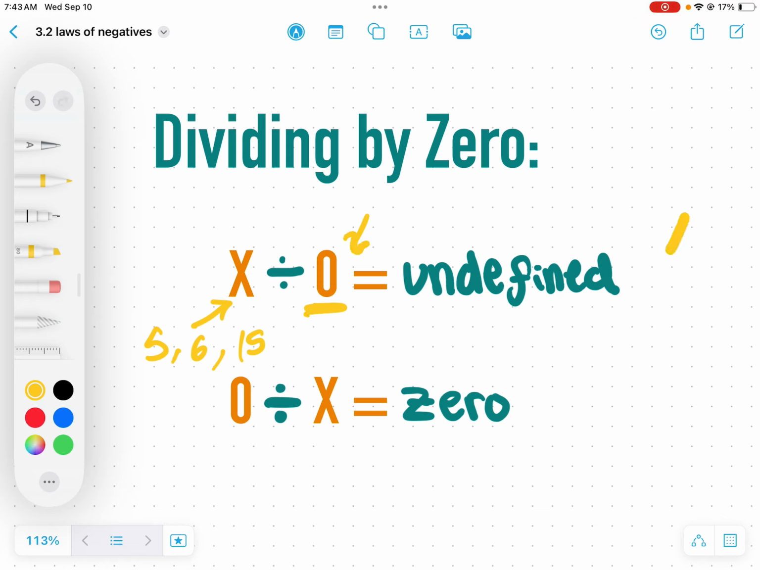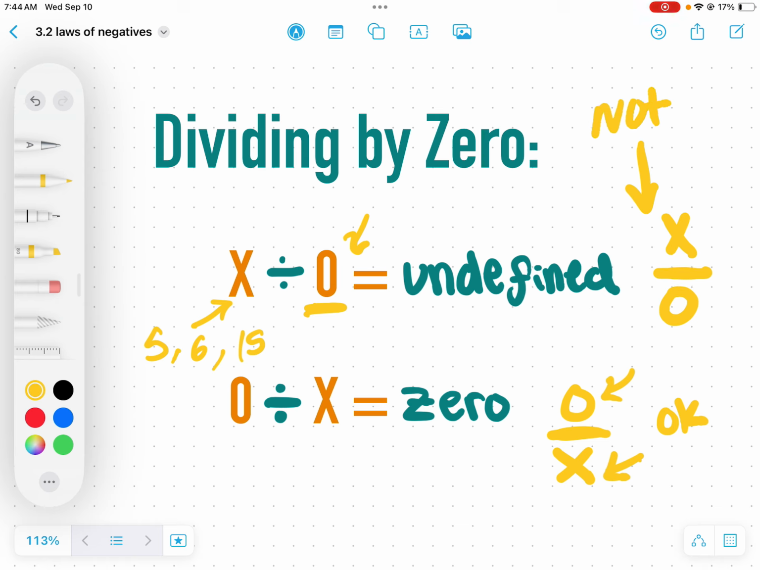So if you were putting it in the form of a fraction, undefined would look like this, where the x is on top and the 0 is on bottom. Now for the answer being 0, it would be flipped, where the 0 is on top and the x is on bottom. This is okay. What is not okay is when the 0 is on bottom. This will give you an answer that is undefined. Okay? So go ahead and make sure you apply these rules when you're dealing with multiplying and dividing.